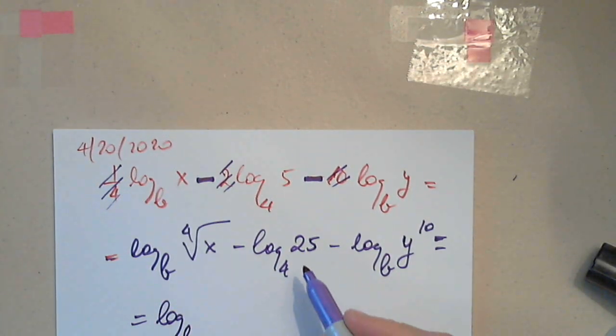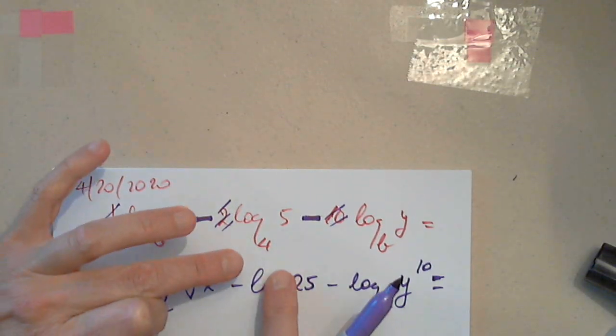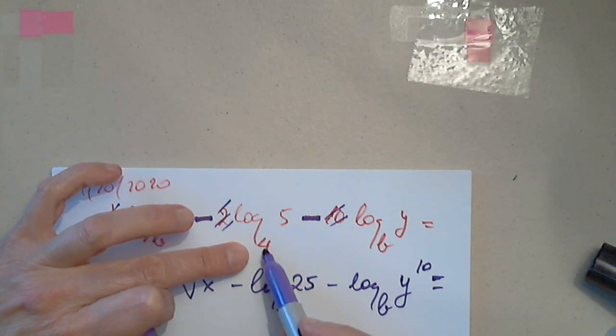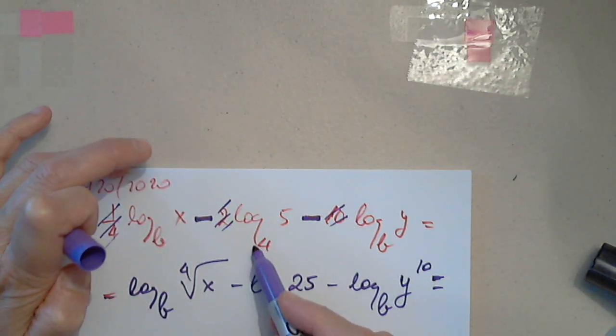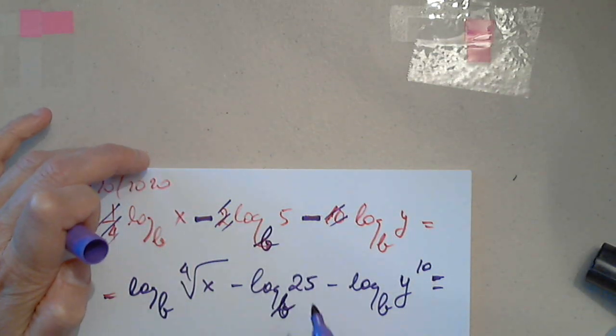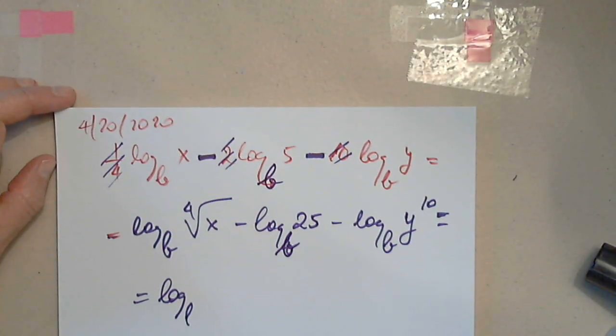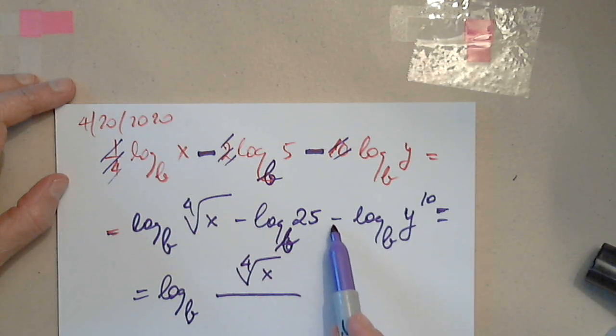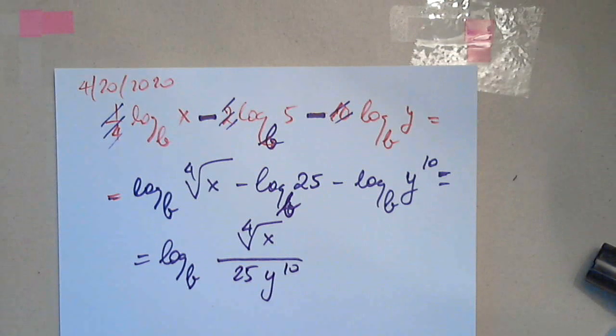This is base b, right? They're all base b, correct? Yes, they're all base b. Perfect. So log base b, and as I said, this quantity has positive, so it goes to the numerator. And these two have negative in front, so they go to the denominator. And this is the final form of the condensing.